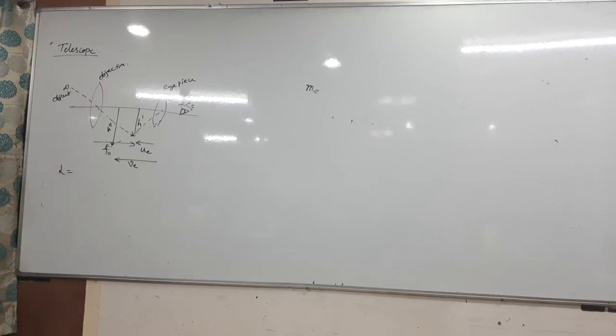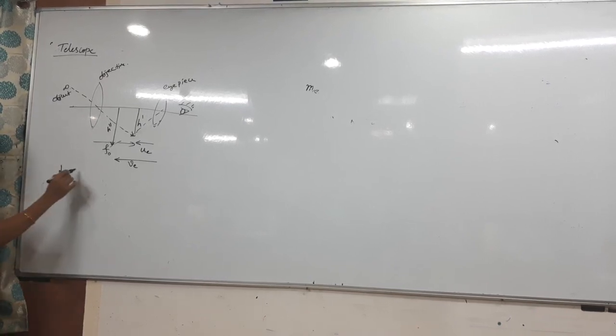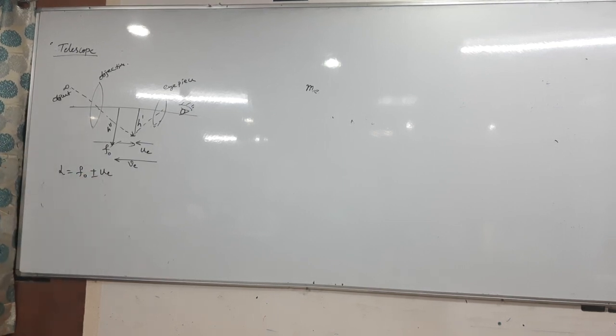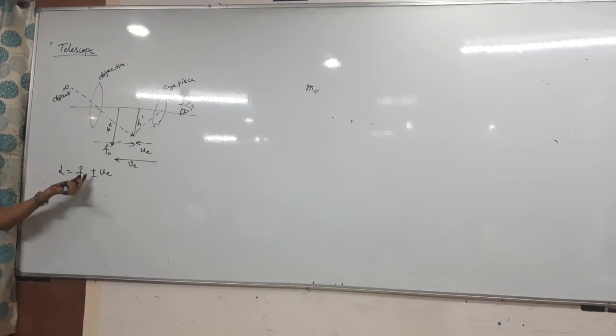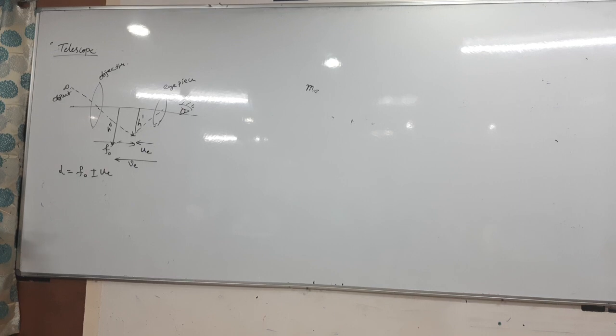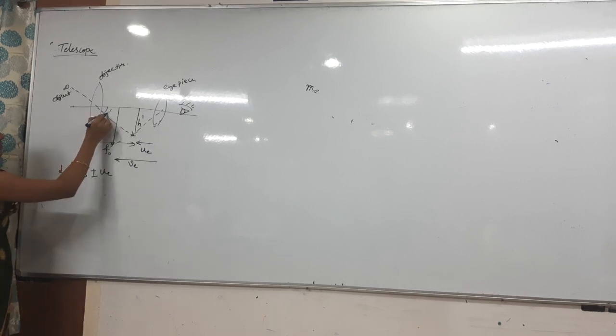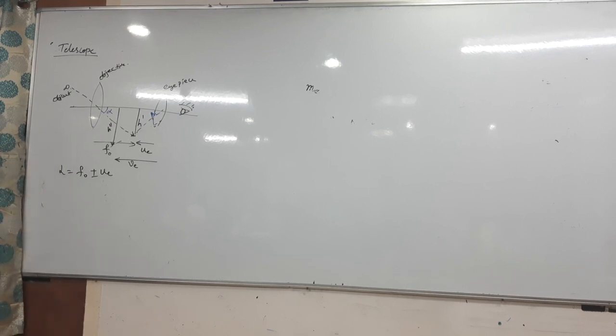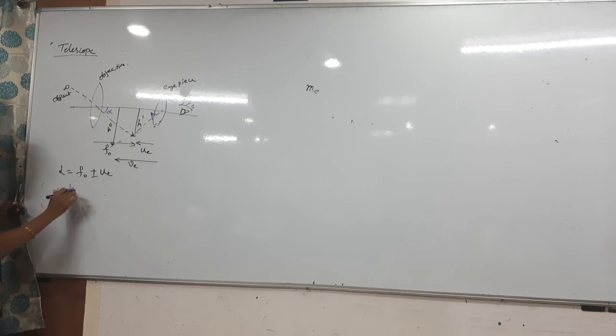Now tell me what is the length of the tube here? L is equal to how much? F naught plus UE. It's okay, be relaxed. So L is equal to F naught plus UE here. In this also there will be magnifying power, same like the simple microscope. Here this angle is alpha and here this angle is beta. So what can I write for alpha? Alpha is equal to H dash by what is the distance here? F naught.